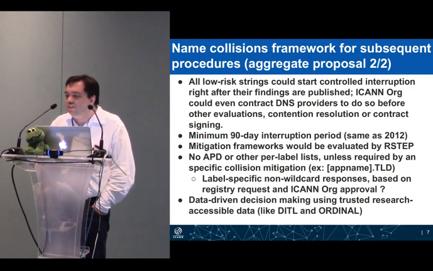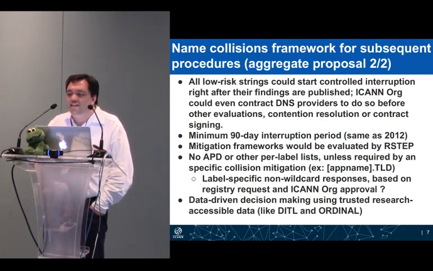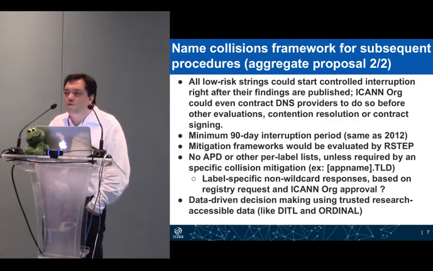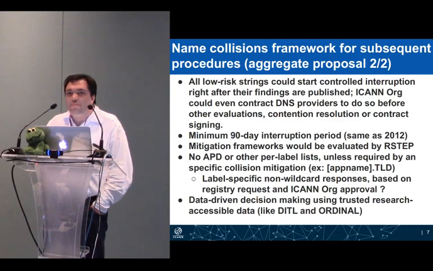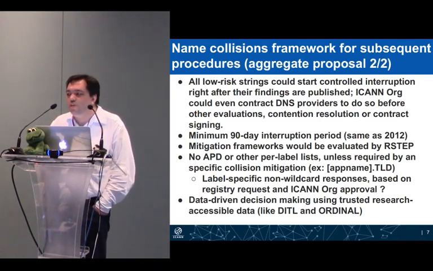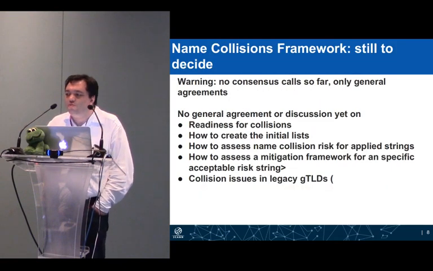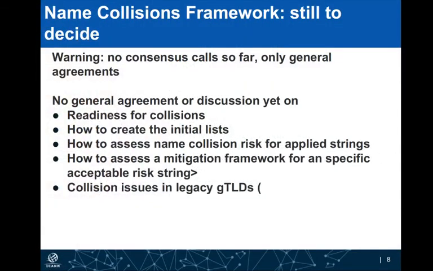And one of the issues that I would like to highlight is all decision-making would be data-driven within accessible data, like DNS-OARC data, original from JAS, but not from collections that wouldn't be available to researchers, like even ICANN's root servers, unless I can make those available. So there were no actual consensus calls so far, only general agreements.